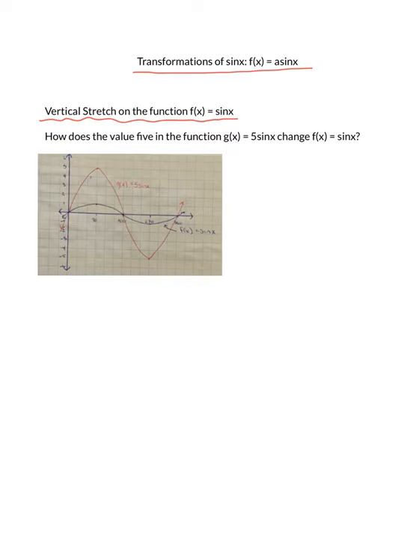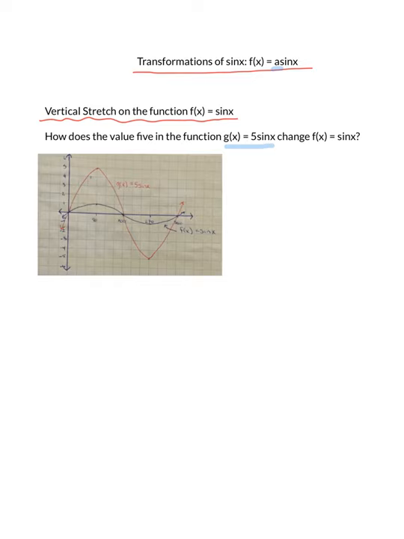In this video, we're going to be talking about vertical stretch and compression. We are going to be calling this A. So if you look at the top line here, f of x is equal to A sine x. So A is in front of the sine x, and it does a couple of things to our graph. So our first example is g of x is equal to 5 sine x.